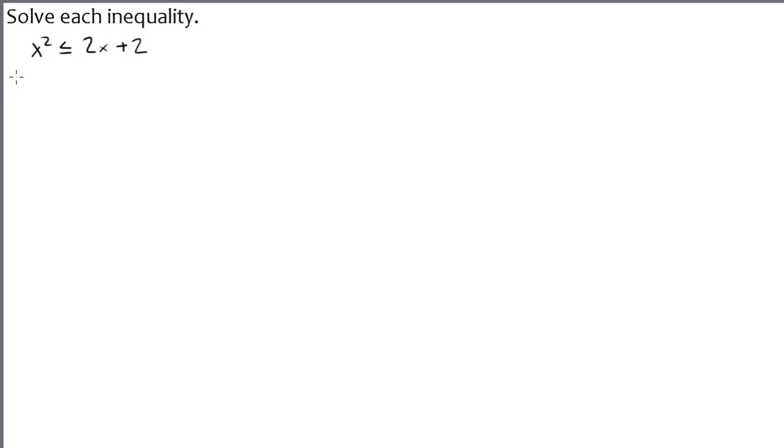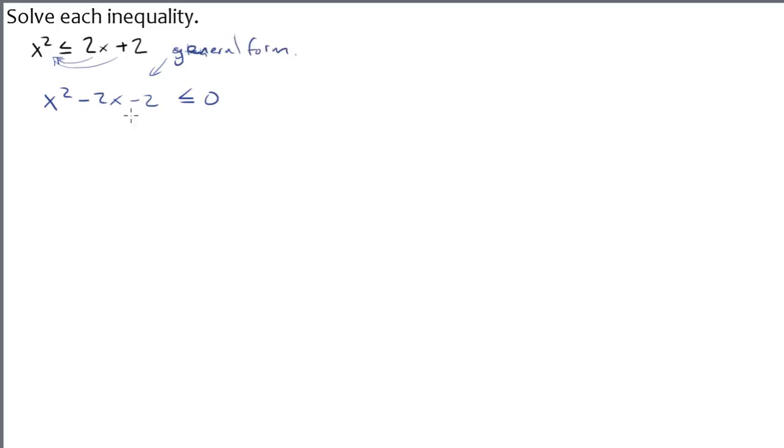Hey everyone, we're going to solve this inequality. x squared is less than or equal to 2x plus 2. You know what I'm going to do? I'm going to write it instead as x squared minus 2x minus 2. I'm going to move these over to the other side, and that's going to be less than or equal to 0. So now this looks a lot like standard form, or general form.